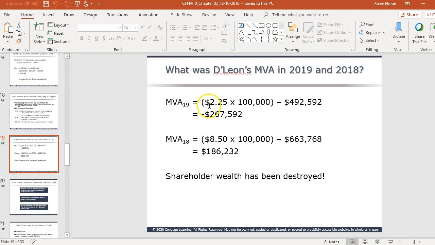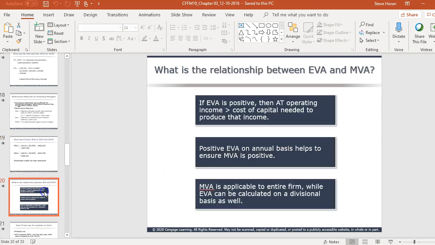Chapter 3. And you can see here that they've given us what the MVA was for 19. It's a negative. That's never good. And it was positive for 18. So that dramatically was reduced, in the tune of over $400,000. So not good. And then the relationship between EVA and MVA. If EVA is positive, then after-tax operating income is greater than the cost of capital needed to produce that income, and that's good. Positive EVA on an annual basis helps to ensure that MVA is positive.